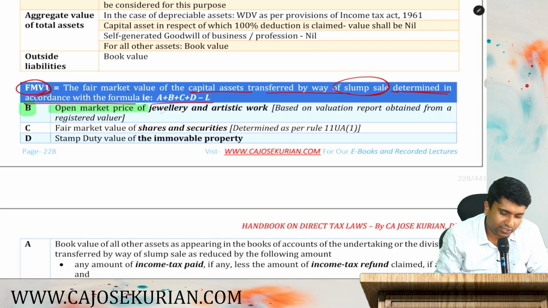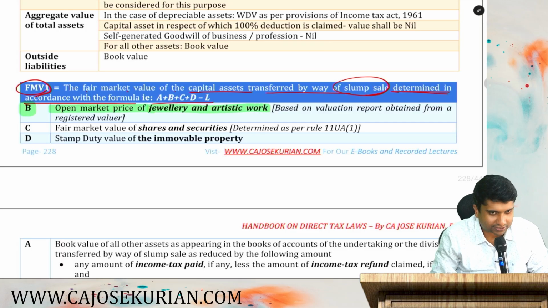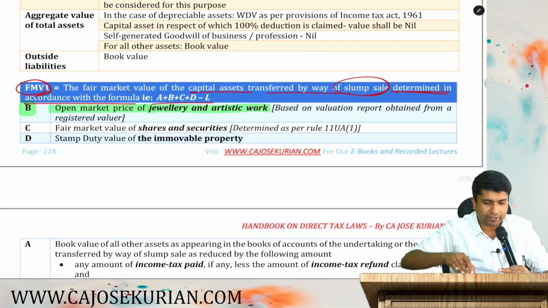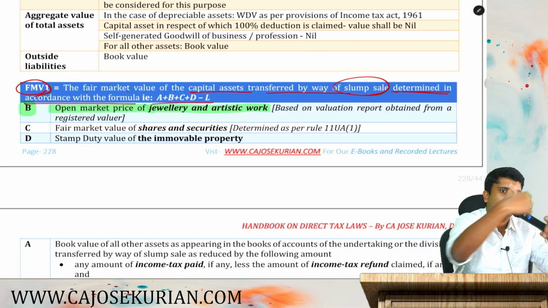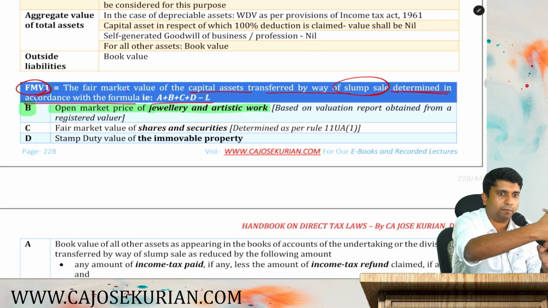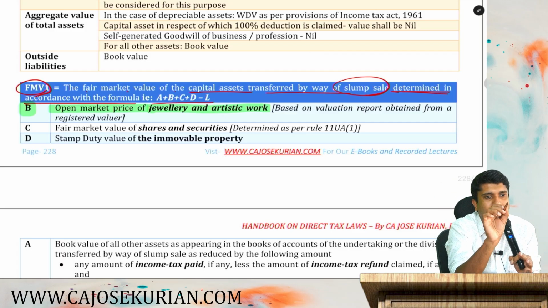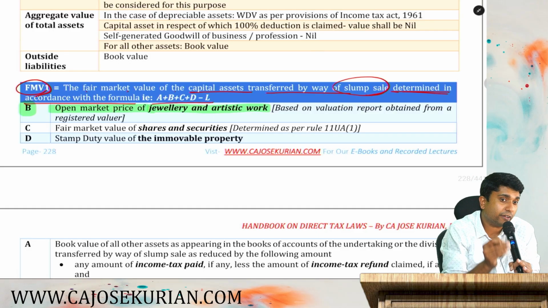Open market price of the jewelry and artistic work. Imagine, say this is a company. I'm transferring this company to someone. When I'm transferring this company, for computing the full value consideration, the first thing that I'm supposed to compute is FMV1. How do I compute FMV1?